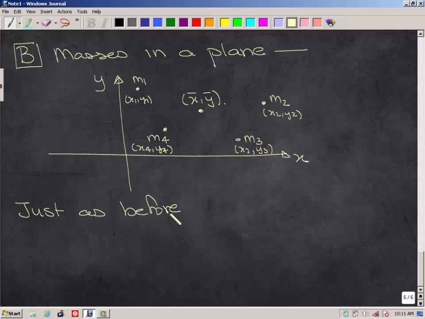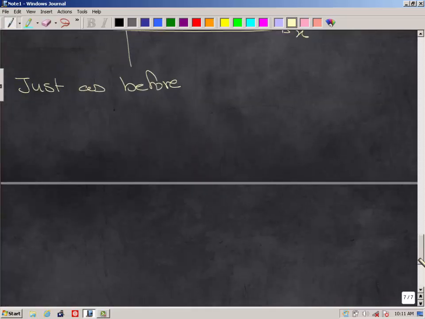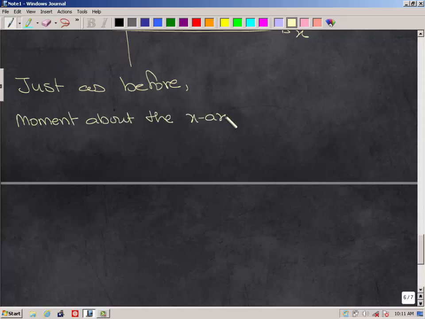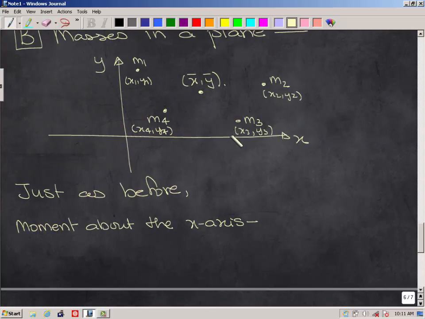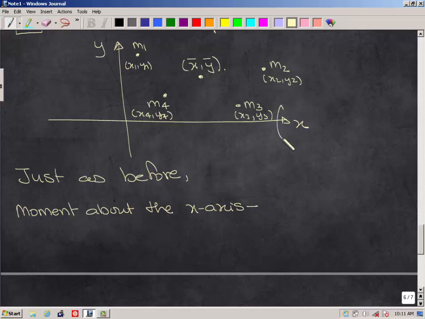Okay, what do we have here? Moment about the x-axis, just like before. We had moment about the origin. Now we have moment about the x-axis. That'll be the tendency of the masses to rotate about the x-axis. So moment about the x-axis would be the tendency of the masses to rotate this way about the x-axis.